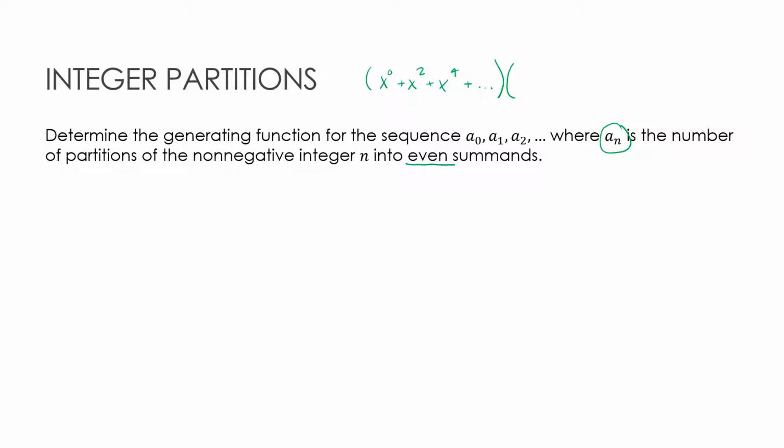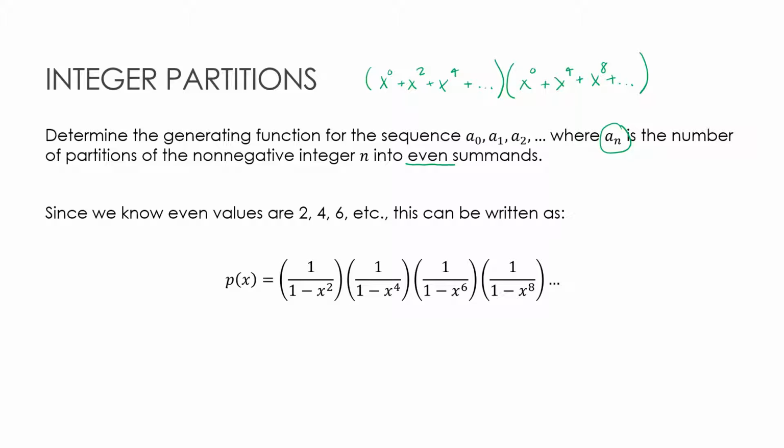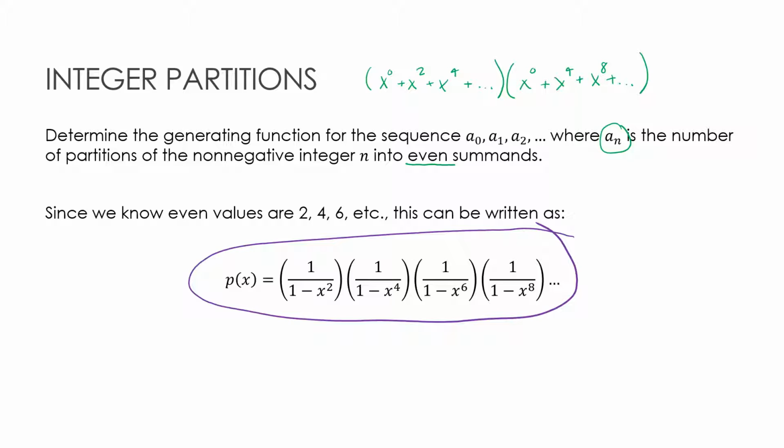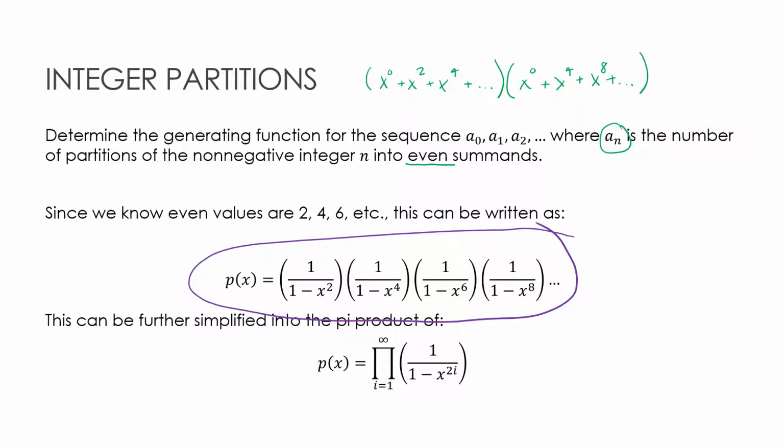And then if I went by 4s, and then if I went by 6s or 8s or 10s, etc., again, I'm looking at something that looks like this. So I'm only looking at the even values. Again, how would I write that with my pi product notation?